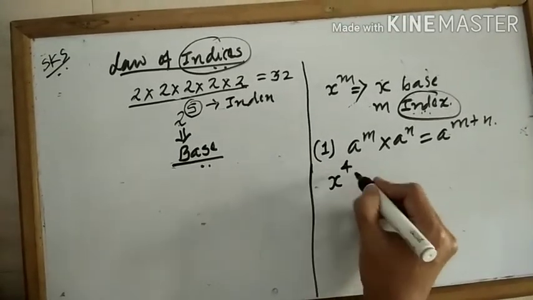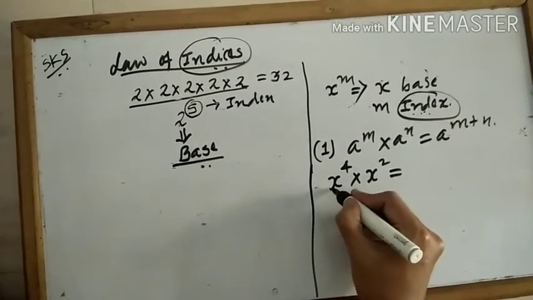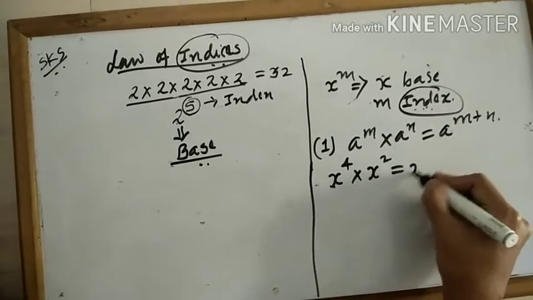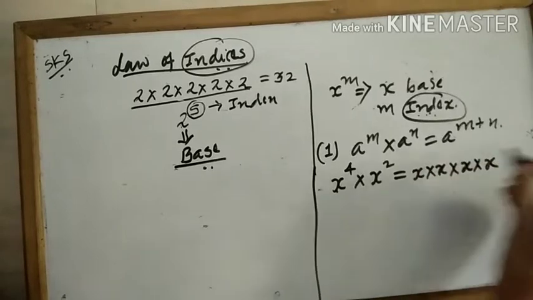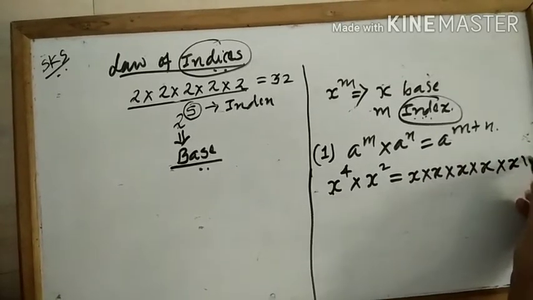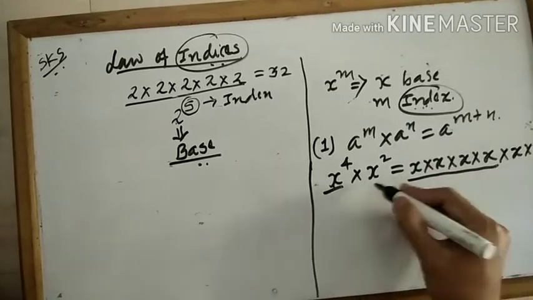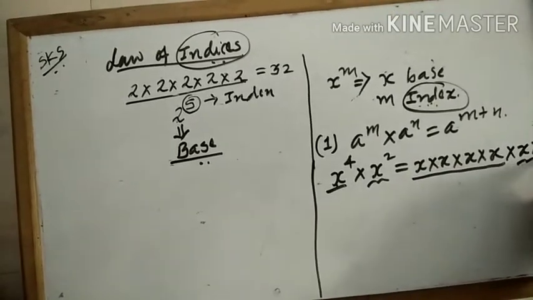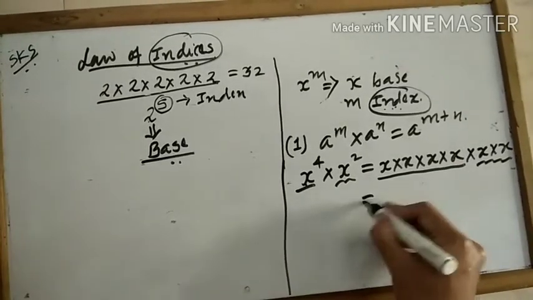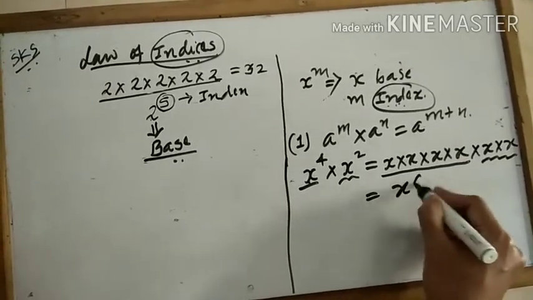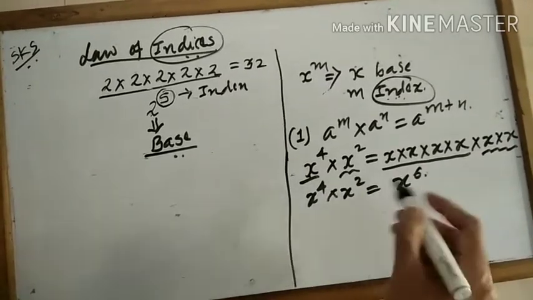Say for example, I have x raised to 4 multiplied by x raised to 2. What does x raised to 4 mean? It means x has to be multiplied 4 times. What does x square mean? x square means x has to be multiplied 2 times. So x raised to 4 is written over here and x square is written over here as x into x. Now, if you count the number of x, it will be x raised to 6. So x raised to 4 multiplied by x square is x raised to 6.